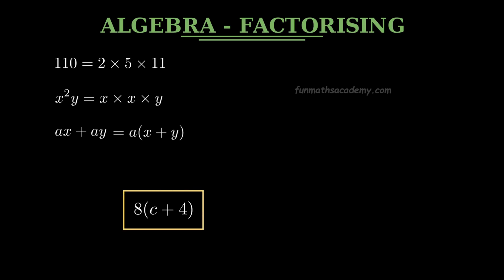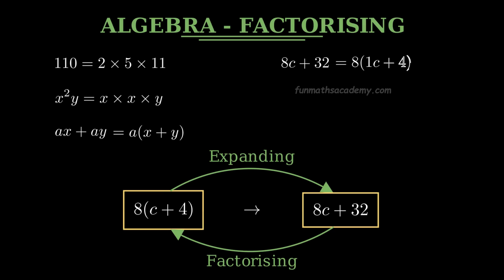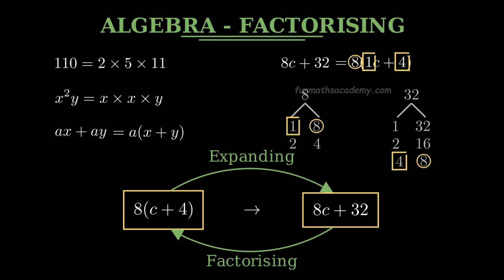You already know how to expand brackets, like turning 8 times (c + 4) into 8c + 32. Factorizing is just the reverse process. How do we go from an expression without brackets back to one with brackets? When you factorize, you take the highest common factor, the HCF, and put it outside the brackets. The leftover factors 1 and 4 drop straight inside the brackets.